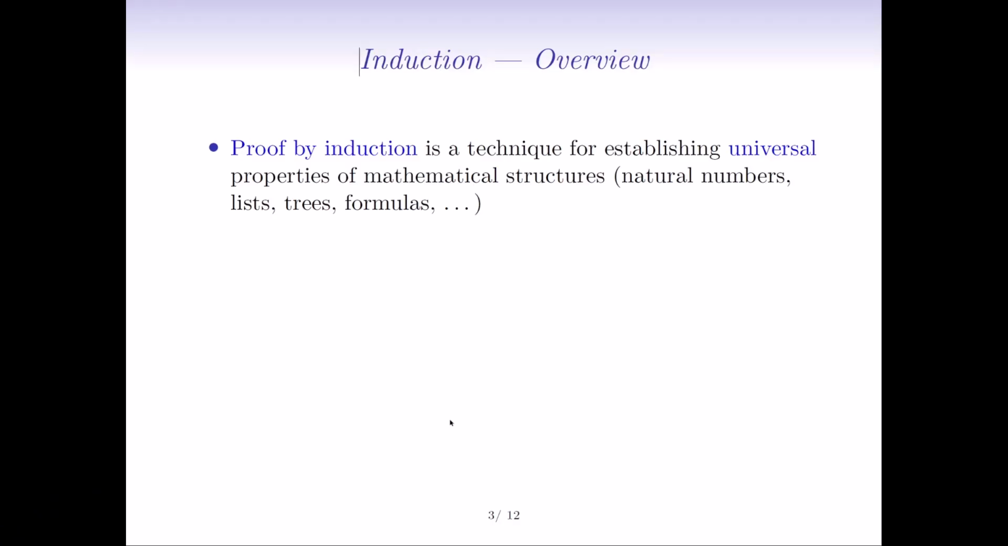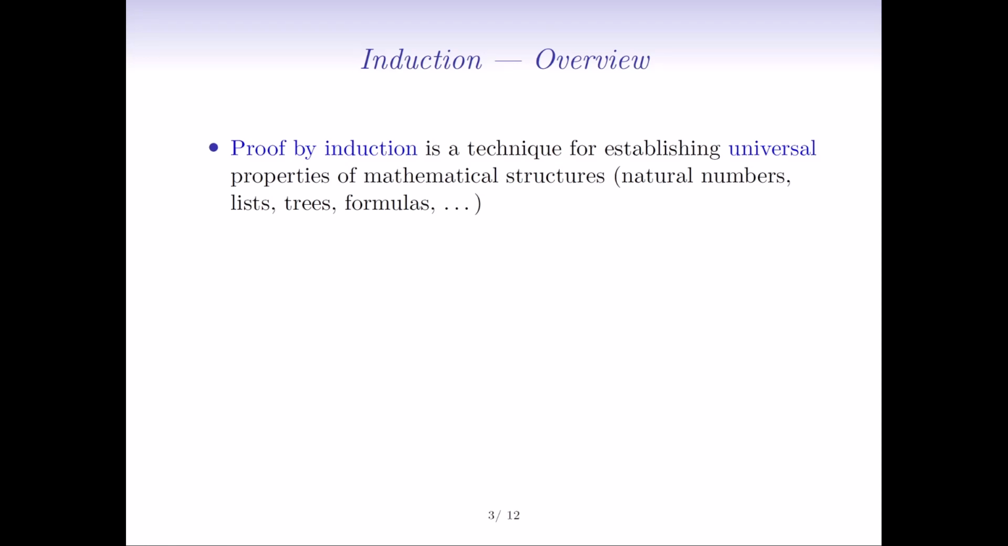Before we begin in earnest, I think it's useful just to get a high-level overview of the situation. As I said, today we're going to begin looking at proof by induction, which is a technique for establishing a universal property of inductively defined mathematical structures or data. We mentioned some examples of inductively defined data or objects or structures at the beginning there. They include, for example, natural numbers, lists, trees, formulas of different kinds, terms, and so on.